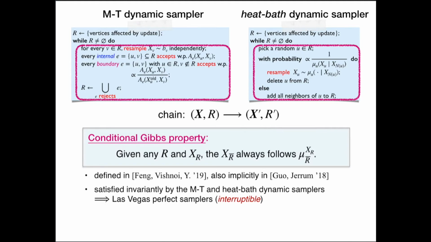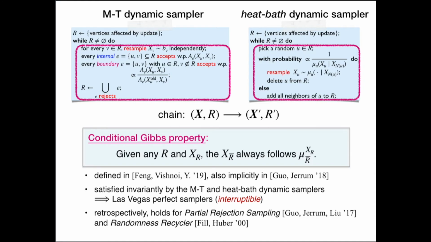And as we mentioned earlier, if initially we start with R equals V, the set of all vertices, these algorithms become perfect samplers on static input. And furthermore, the conditional Gibbs property guarantees that these perfect samplers on static inputs are interruptible. It means that if we run this algorithm in some experiment and the algorithm has run for too long, we can simply stop it and restart. It will not bias the final output. Such a property was rare in previous perfect sampling algorithms, especially the ones based on coupling from the past. And some previous perfect sampling techniques also satisfy this conditional Gibbs property retrospectively.